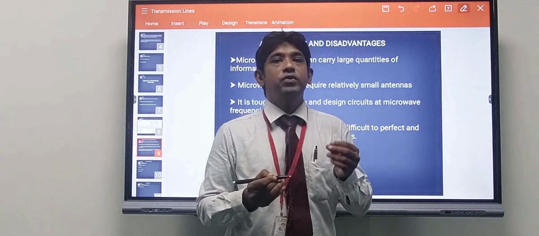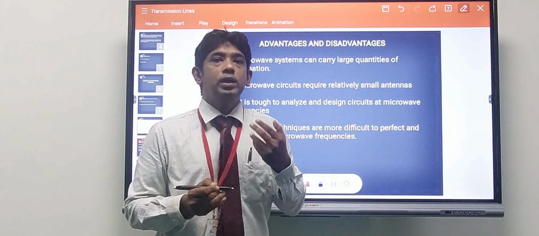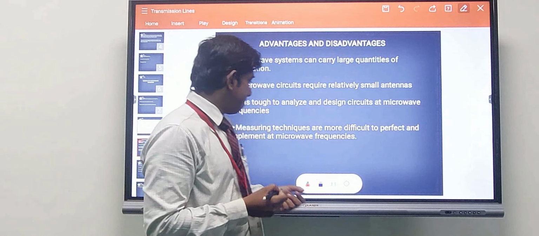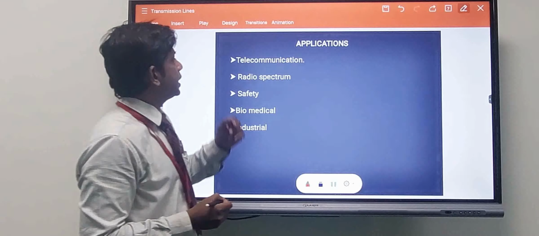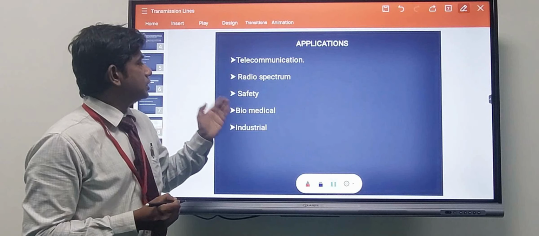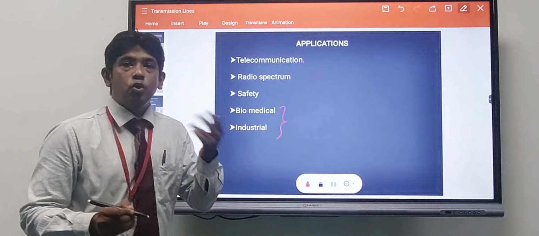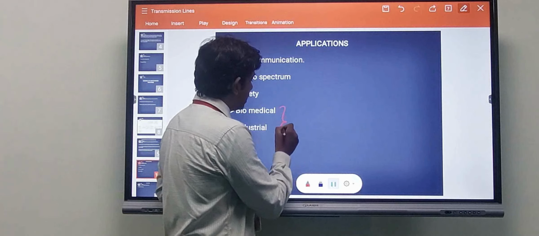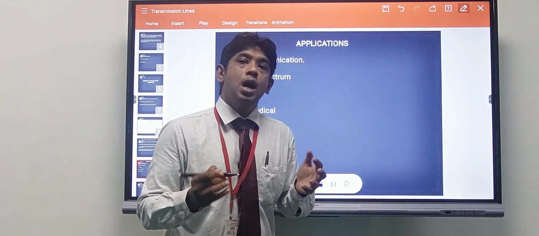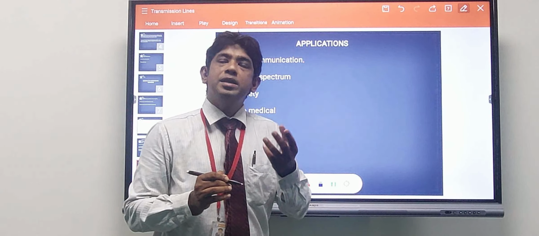Apart from this, microwave frequencies propagate in a straight line, which limits their use to line of sight applications sometimes, but not always. Some of the applications that we can see are related to telecommunication, radio spectrum, safety, biomedical and industrial. The last two are of utmost importance in today's era, but we can consider many other things. For example, the microwave frequency spectrum is used primarily for telecommunication purposes, telephone communications and radar.